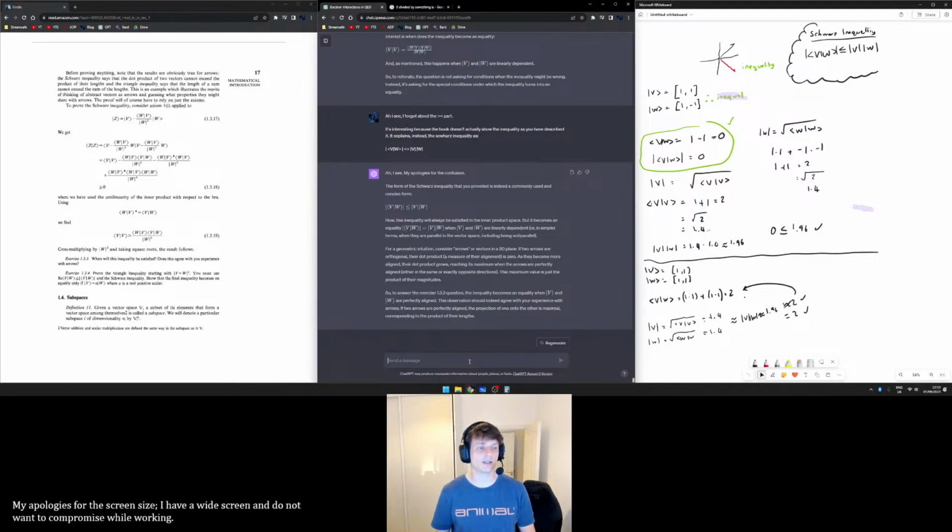So now 1.3.4, prove the triangle inequality starting with the magnitude of v plus w squared. You must use the real part of the inner product of v and w is less than or equal to the product of their magnitudes, and the Schwarz inequality. Show that the final inequality becomes an equality only if v is equal to a scaled version of w, where a is a real positive scalar. Cool. Okay, I'm looking forward to that.